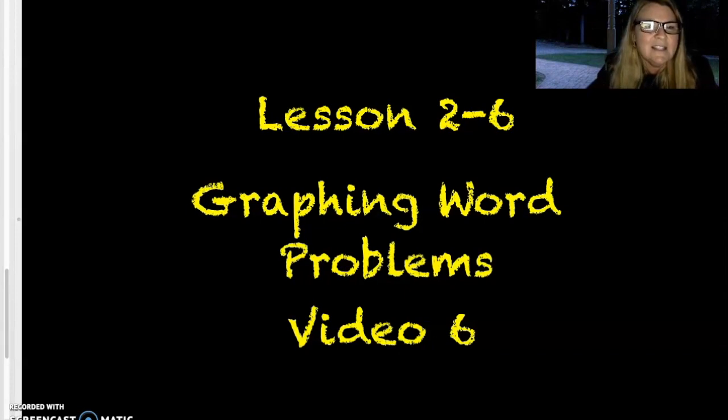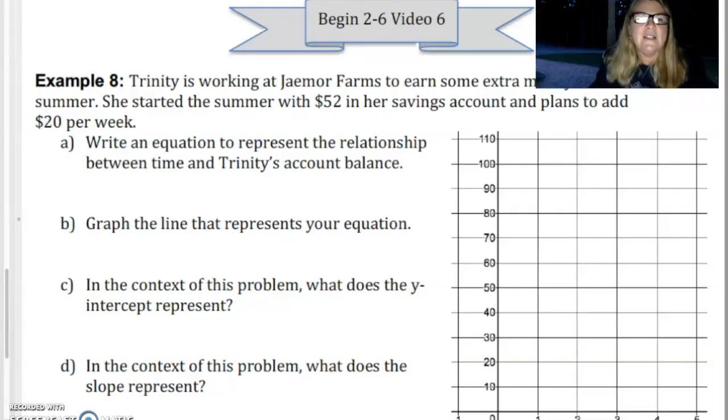Okay, we're going to look at some word problems. Let's get started really quick. We're looking at example 8. It says Trinity is working at Jaymore Farms to earn some extra money over the summer. She started the summer with $52 in her savings account and plans to add $20 per week. We're going to first write an equation that represents the relationship between time and Trinity's account balance.